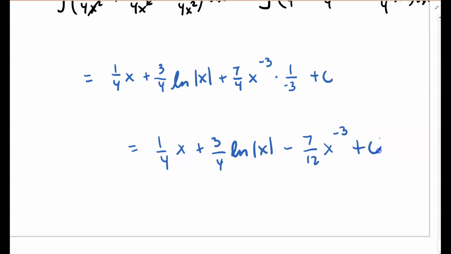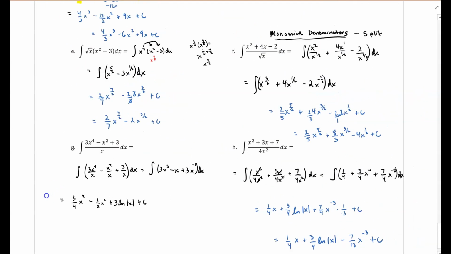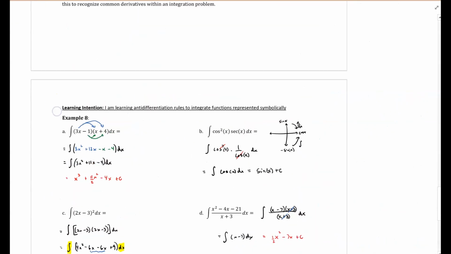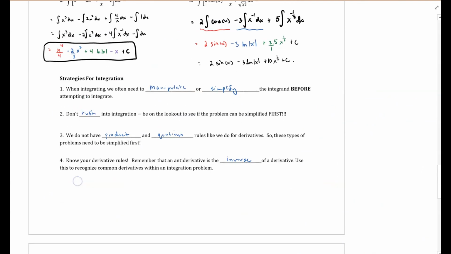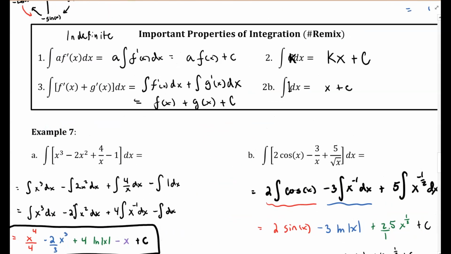All right, that's going to do it for this video. That is basic anti-differentiation. We'll get more crazy and complicated with it going forward. But again, remember to simplify. If it looks crazy complicated, try to simplify it first.